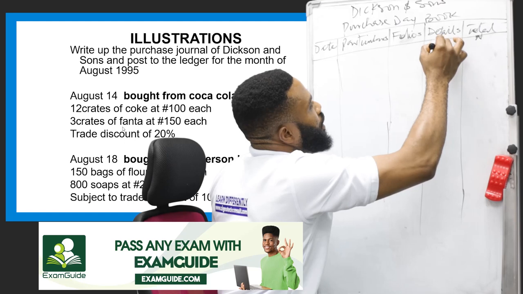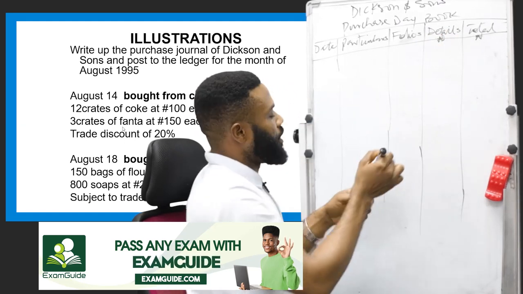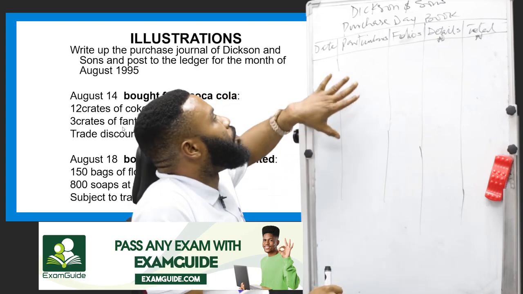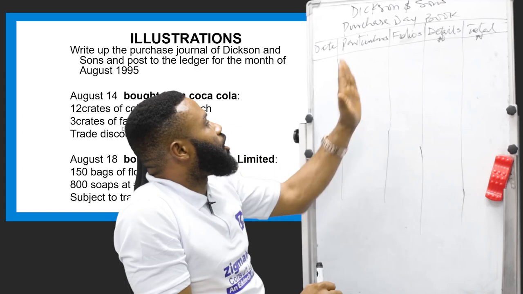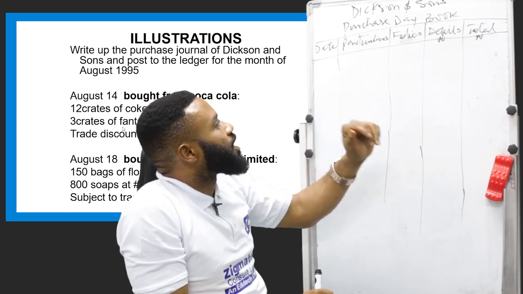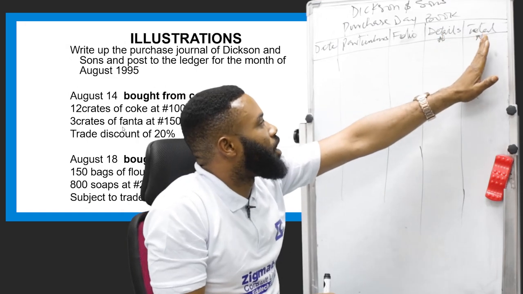Have your naira sign. All right, this is how a purchase day book looks like. It has a column for date, a column for particulars, a column for folio, a column for details, and the last one is the total.